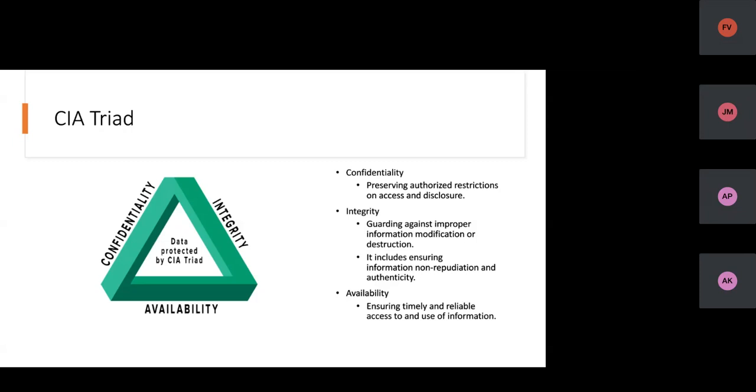Integrity ensures the data is authentic. It is what it is. It is the original. No one has touched it, no one changed it. That is what integrity offers us. And availability, as I said, is when we can access our data at our own will, at our own time, ensuring timely and reliable access to and use of information. That is what availability is.